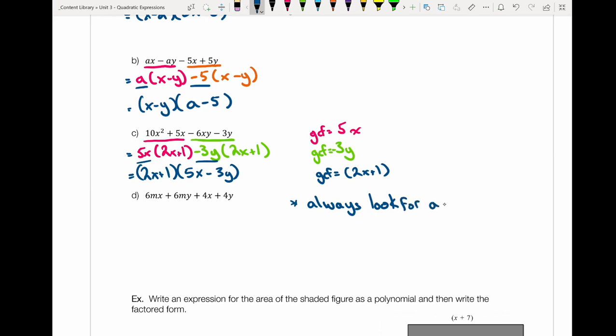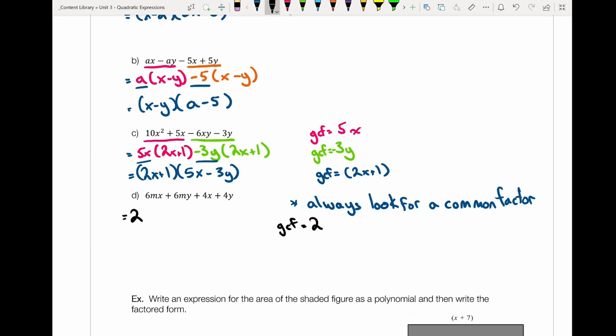So you want to always look for a common factor. That's the first thing that you should always be doing, is look for a common factor. So in this case, if I look at all these terms, is there a number or is there a variable that's common between all of them? There is no variable between all of them, but there is a number, right? All of these numbers can be divided by 2.